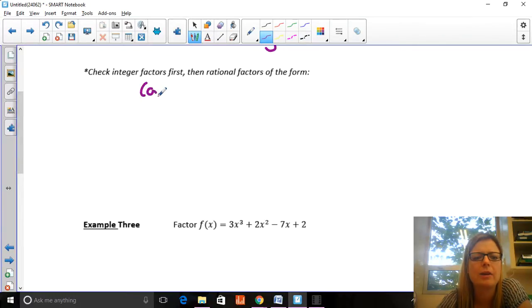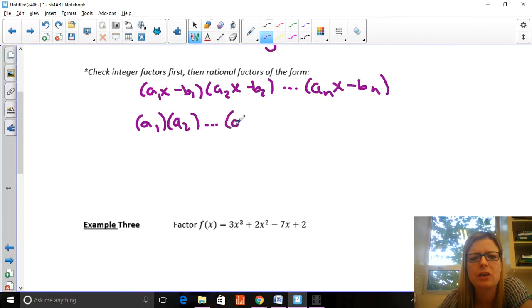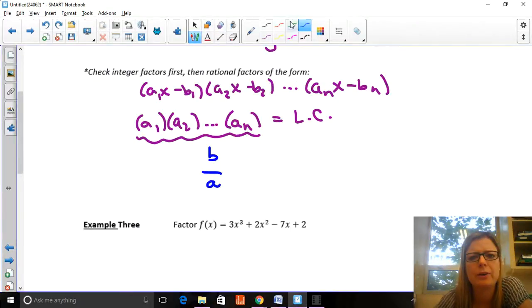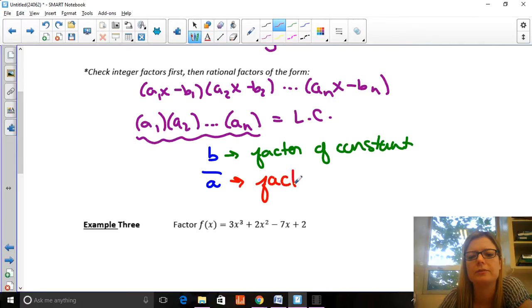So if you have a1x minus b1 times a2x minus b2, all the way to however many you have, anx minus bn, when you multiply that all out, a1 times a2 and then times all of the a's together will equal the leading coefficient. So that means that these guys have to be a factor of the leading coefficient. So if you're testing fractions, it would be of the form b over a, where b is a factor of the constant of the polynomial, and a is a factor of the leading coefficient.